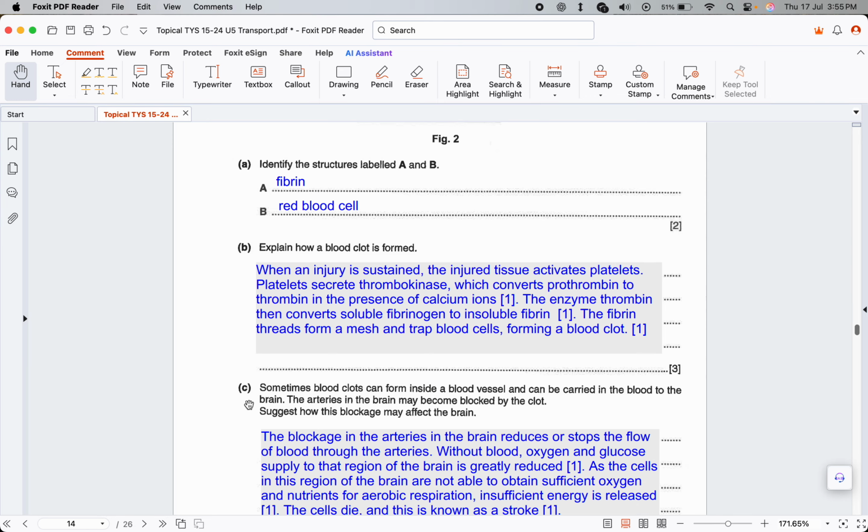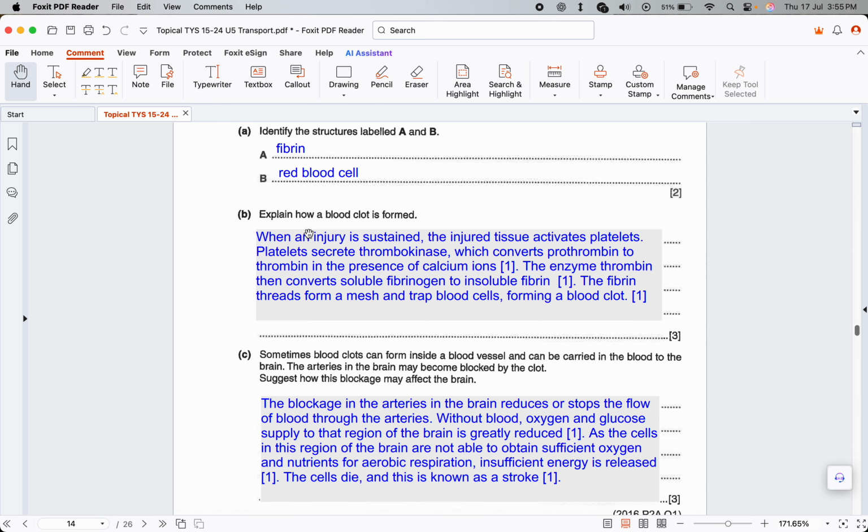How is a blood clot formed? Okay, so when an injury is sustained, the injured tissue will activate the platelets. The platelets will secrete thrombokinase, which will then convert prothrombin to thrombin in the presence of calcium ions. The enzyme thrombin then converts soluble fibrinogen into insoluble fibrin. The fibrin threads form a mesh and trap the blood cells and form a blood clot. Okay, so that's the 3 marks there. So do memorize this story. It's quite a common question.